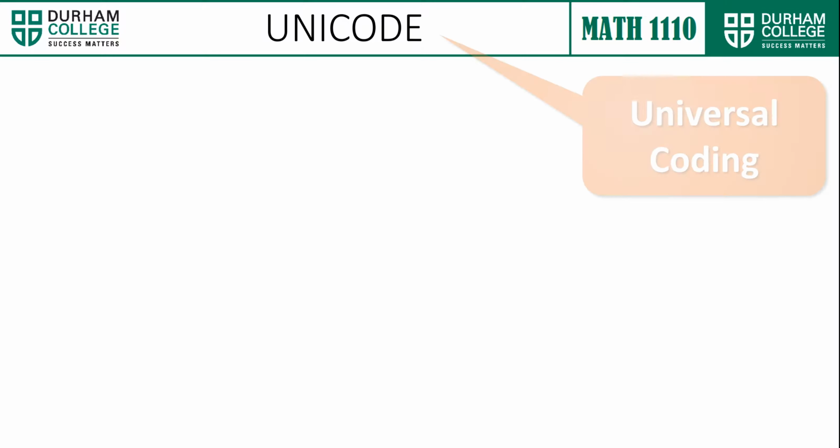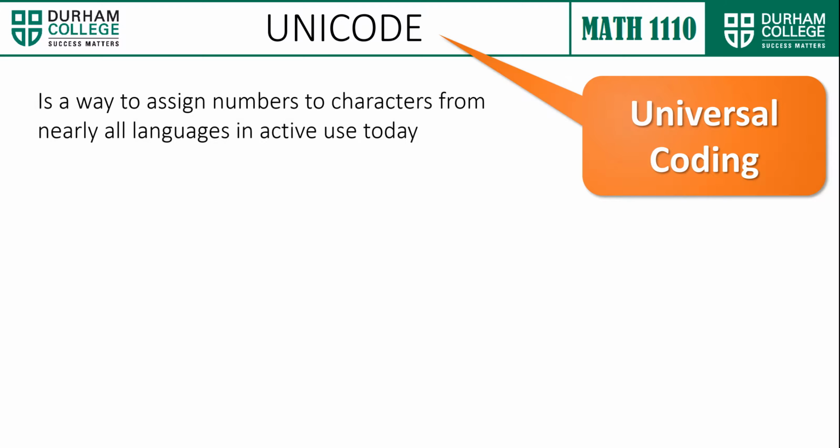Okay, so next up is Unicode, right? What we mean by it is universal coding, a combination of these two words. What it really is, is just a way to assign numbers to many more characters than we can do with ASCII, right?